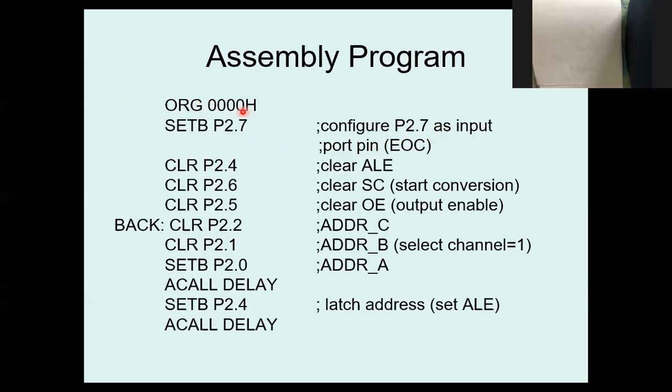The first line of the program is ORG 0000H, meaning the program will start from 0000H. Next, P2.7: what is its function? It will be configured as an input, as I have given it a high. Next, CLR P2.4, CLR P2.6, and CLR P2.5. What are the functions of these three? These three are ALE, SOC, and OE.